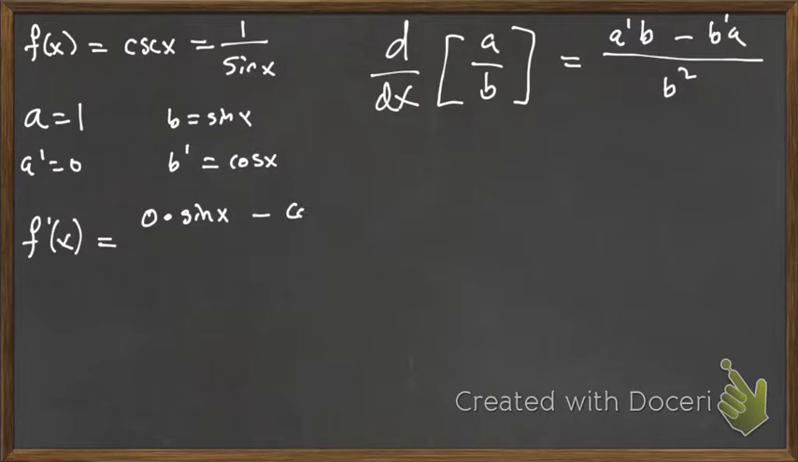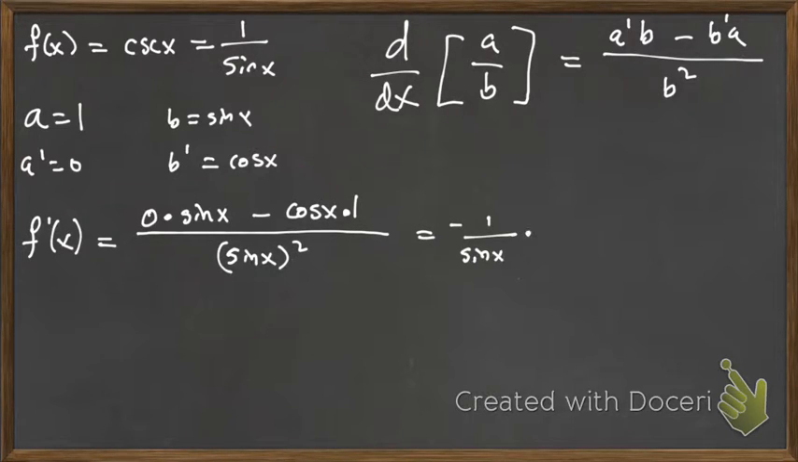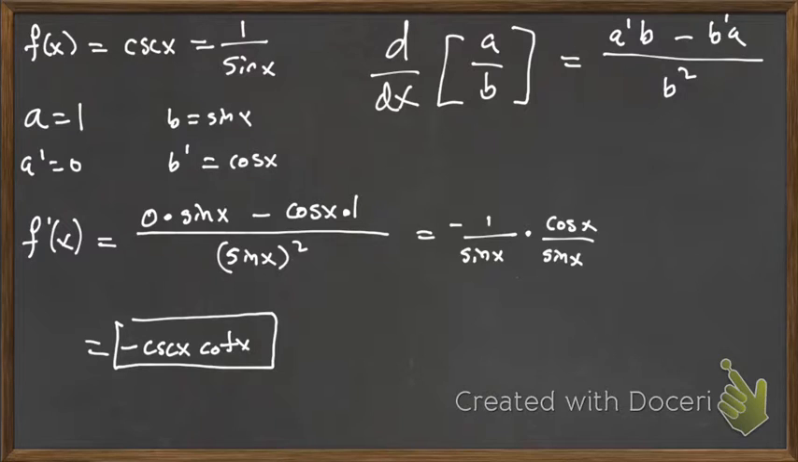We have 0 times sine minus cosine times 1 all over sine of x squared, and we're going to write this as minus 1 over sine x times cosine x over sine. So we'll still have the minus cosine and then the sine squared on the bottom, but we're writing it this way so that we get the minus cosecant x and cotangent x. Okay, so that's another derivative rule that you'll want to know, the derivative of the cosecant.